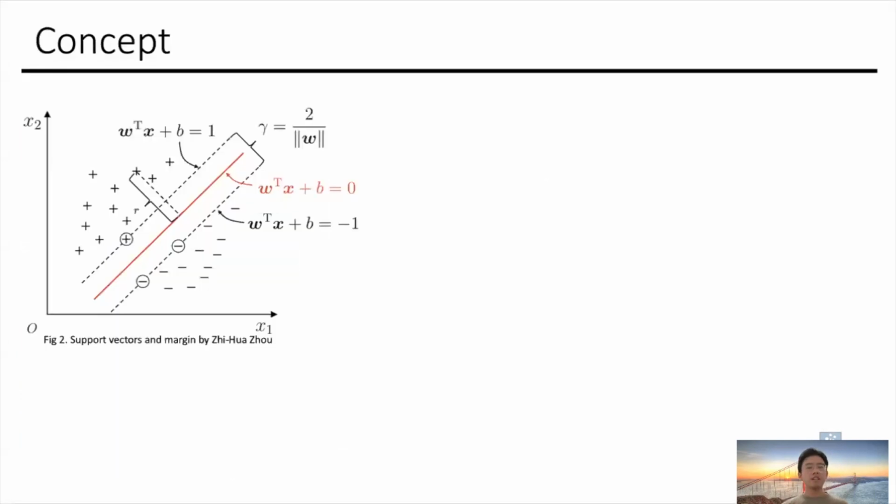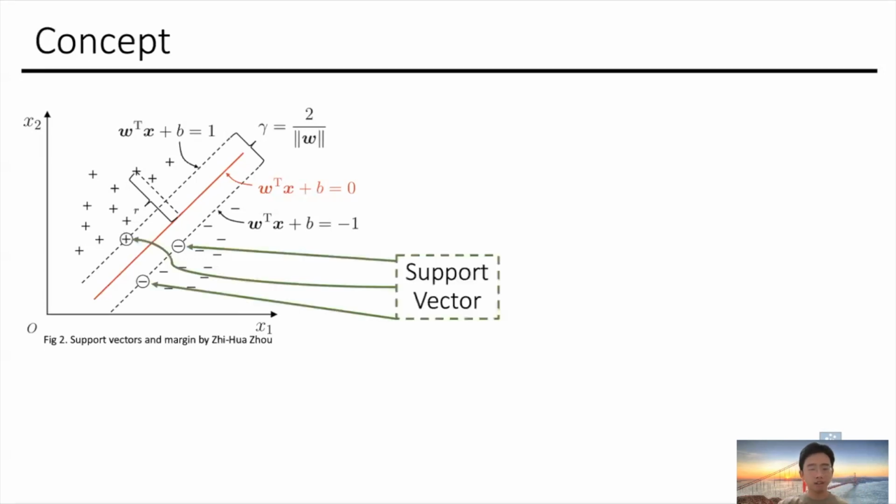Okay, there is some terminology in SVM. Suppose we already found the best separating hyperplane, which is the red line, and you could see in this image, you have an upper and lower bound. If a vector is located in those bounds, we call that vector a support vector, and the distance between those bounds, we call that margin.